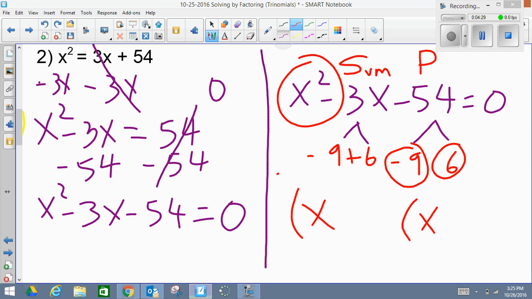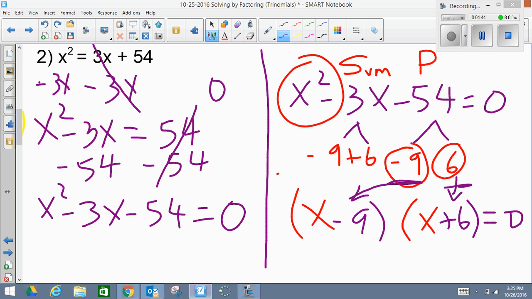Because I already found my numbers, which are negative 9 and 6, one number goes to one parenthesis and the other goes to the second parenthesis. Because it's positive 6, I bring the plus 6, equal to 0. After that, now we have the equation equal to 0.